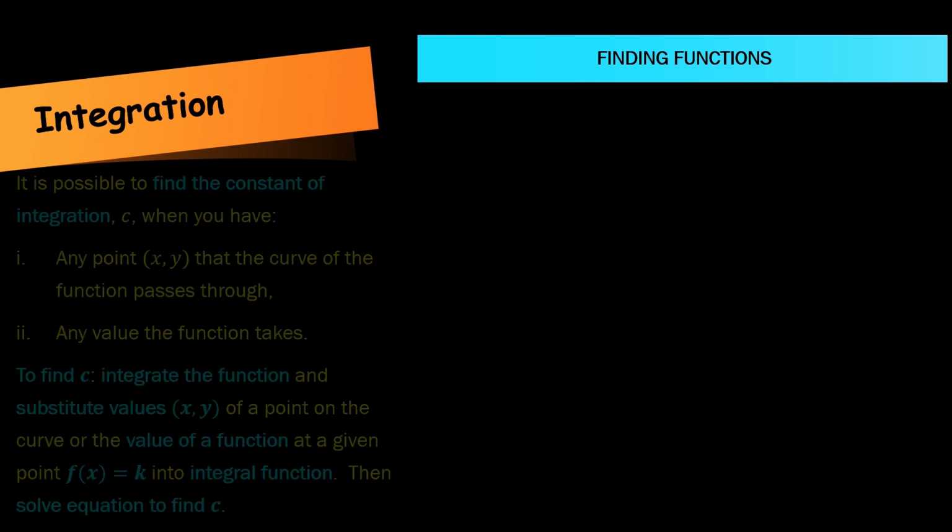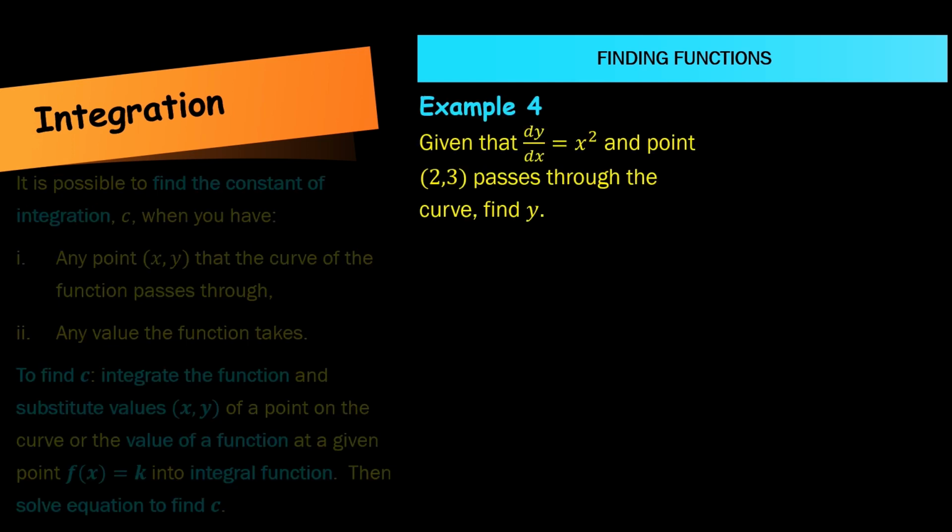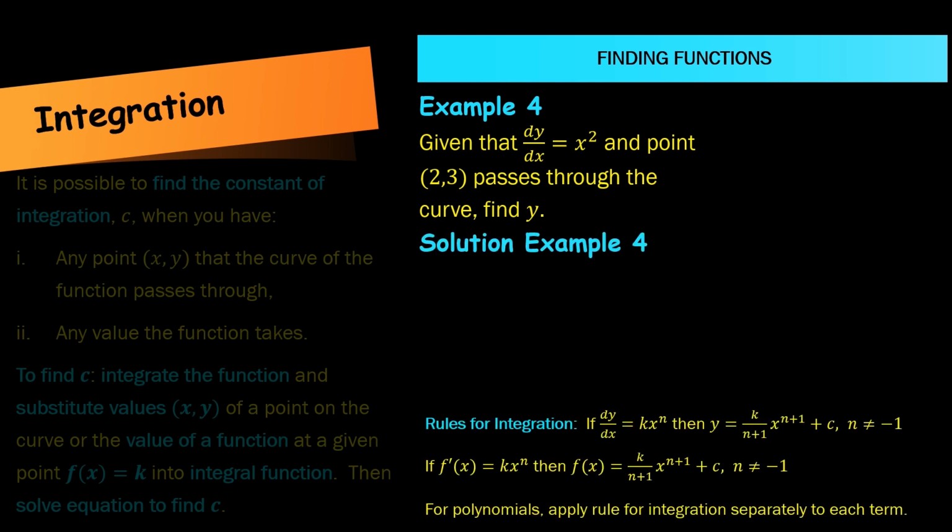Let's take a look at an example. Given that dy dx equals x squared and point 2, 3 passes through the curve, find y. Let's solve this. Here are the rules for integration, in case you've forgotten and for reference.